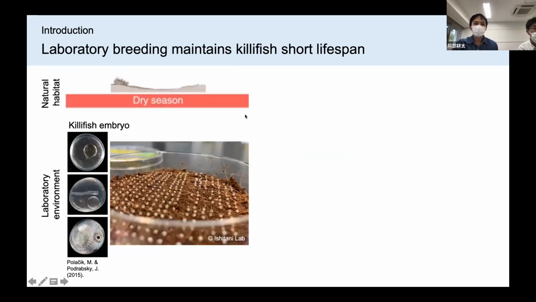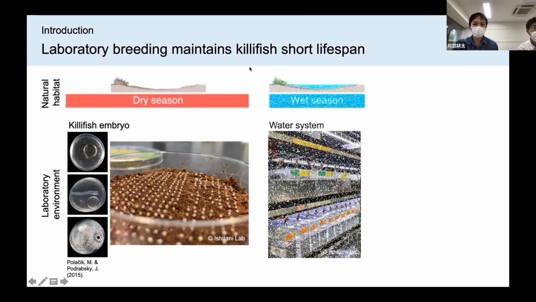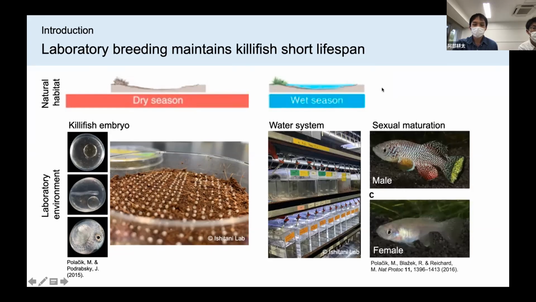So next, to mimic its natural habitats, we incubate the killifish embryos in coconut pits inside the petri dish, as shown here. And after around 1 month or 3 weeks, we can hatch the fish and release it to the water system. So as you can see here, after reaching sexual maturation, as Abe-san has mentioned, the killifish will show a bright color skin. The male killifish will show a bright color skin, while the female will stay translucent or colorless, as shown here.